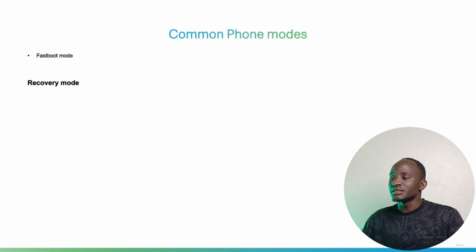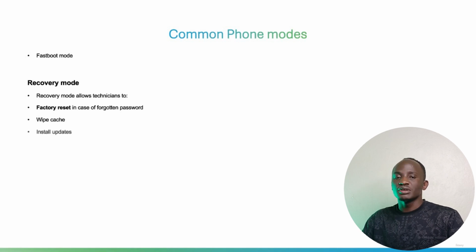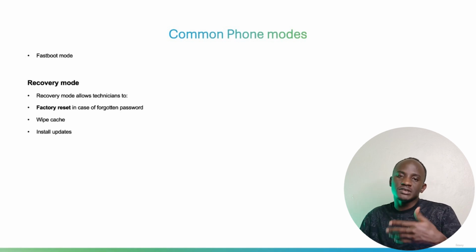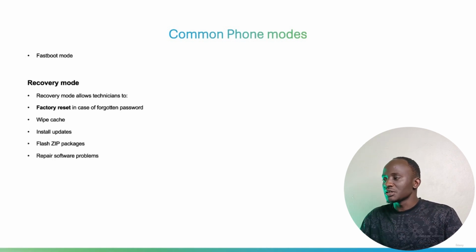The second one is recovery mode. With recovery mode, it allows technicians to do factory reset, in case you've forgotten the password of the mobile device, and wipe cache partition, just in case maybe your phone is lagging or slow. You can again use it to install updates, flash zip files, and repair most software problems.